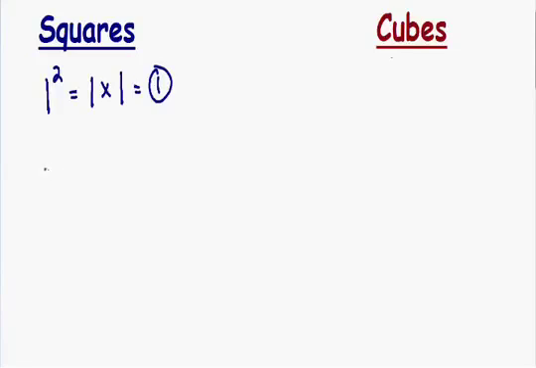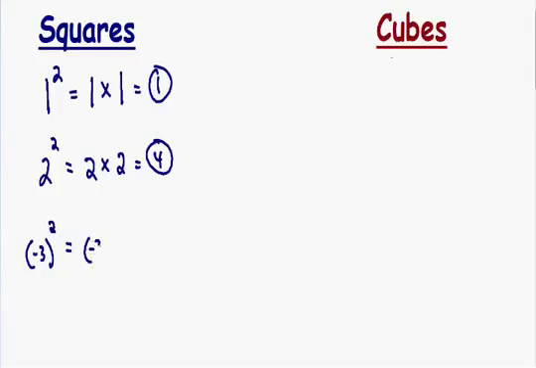Let's go over another example. Let's say we had 2 squared. That means we multiply the number 2 by itself 2 times. 2 times 2 is equal to 4. 2 squared is equal to 4. Let's go over a negative number. Let's say we had negative 3 squared. Negative 3 squared is negative 3 multiplied by itself 2 times. Negative 3 times negative 3 is a positive 9. A negative times a negative gives you a positive number.